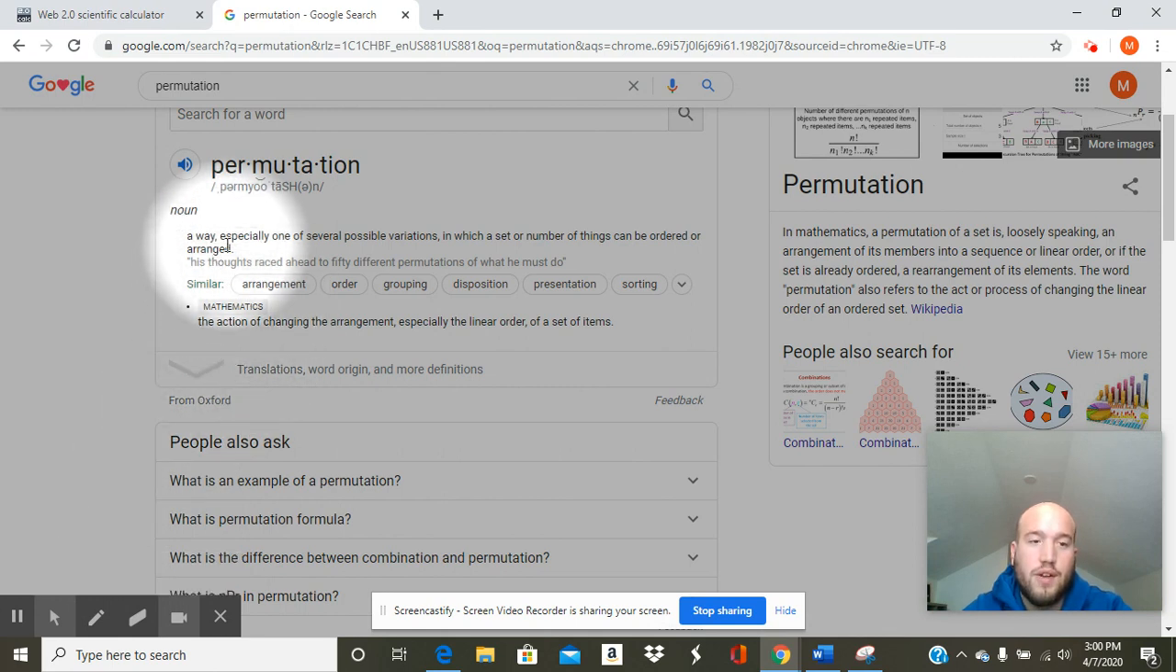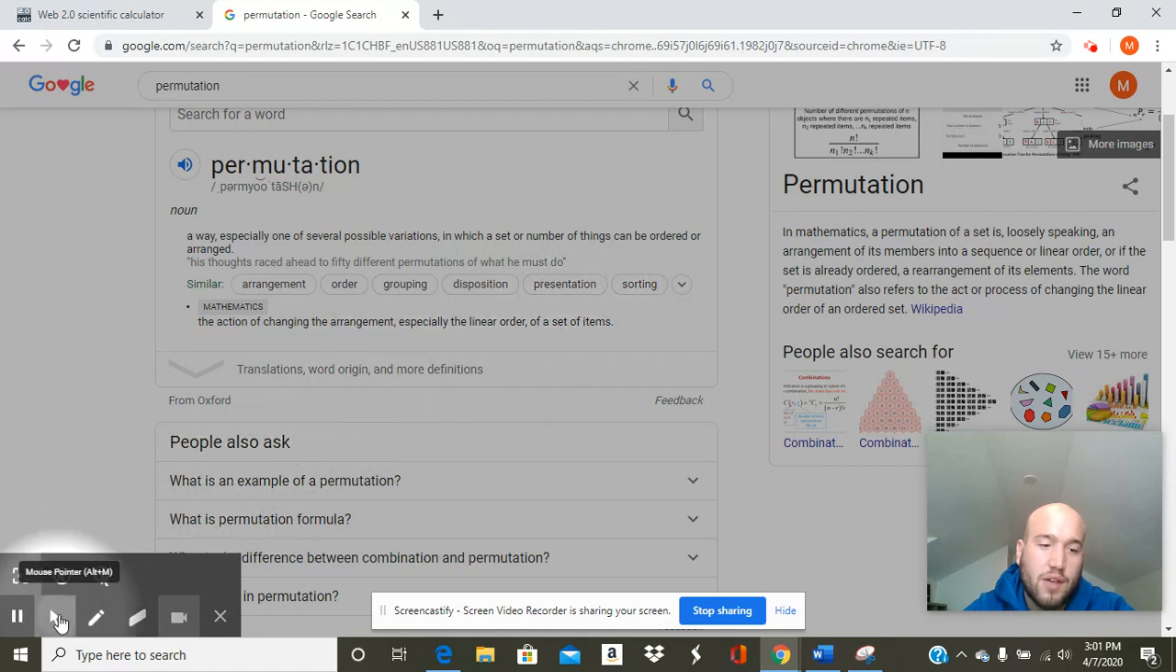All right. So a way, especially one of several possible variations in which a set number of things can be ordered or arranged. Now that was the general definition of permutation. Down here it says mathematics: the action of changing the arrangement, especially the linear order of a set of items. Now linear we know means line, so the order that they are in is how we're going to do this.